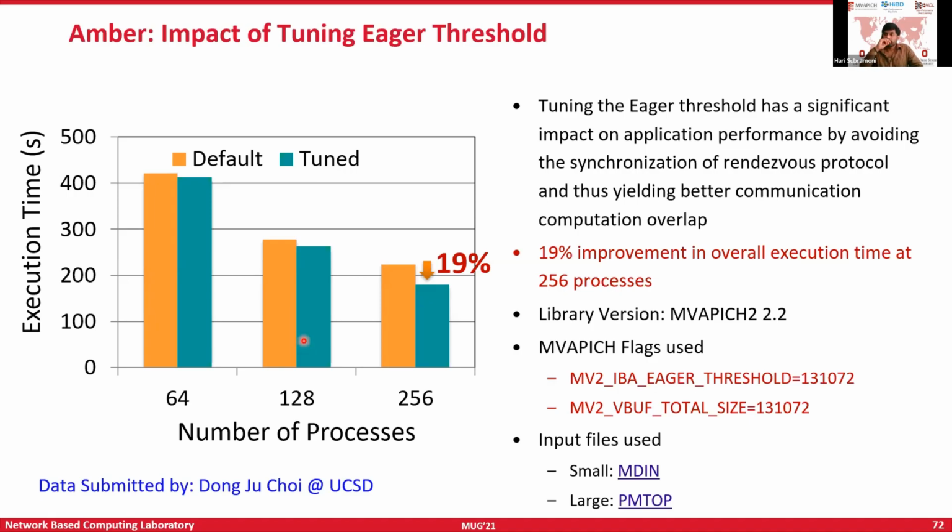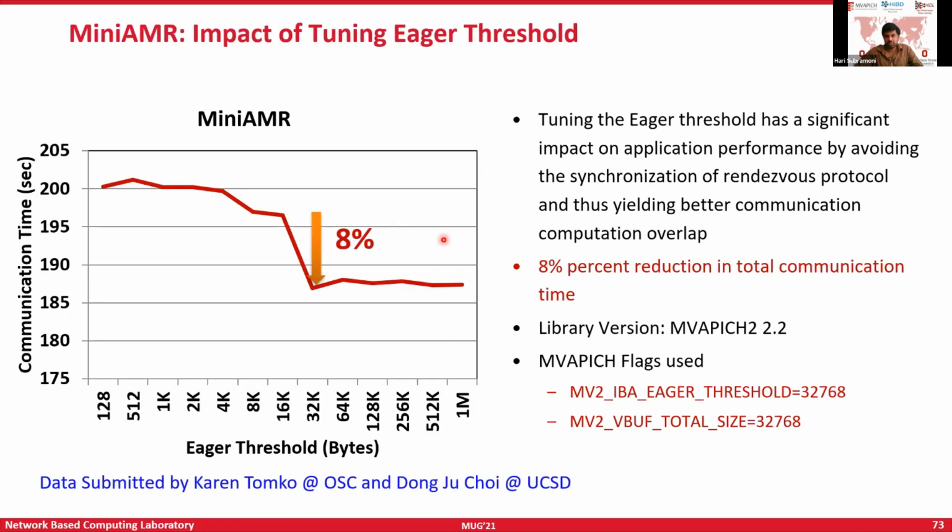So even though the raw performance may not be as good, because of the ability to progress communication asynchronously, we are able to get benefits at the application level. We have seen this for a lot of different applications. In this instance, we are looking at the Amber application. We see that by tuning the eager threshold to a larger value, as described here, we are able to get 20% benefits in the application execution time.